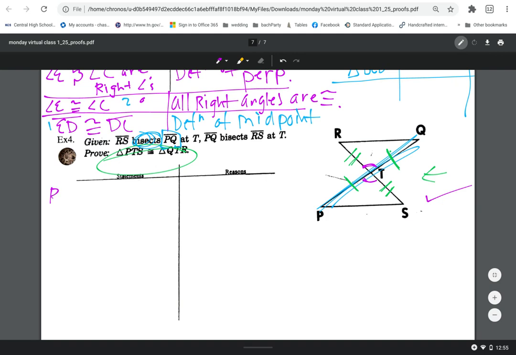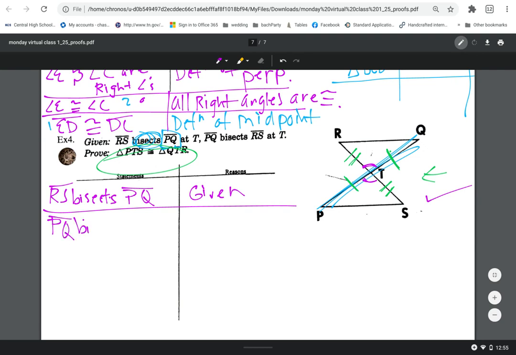All right, so let's write down our givens. RS bisects PQ. I'm going to write just that part because I can't fit that much more. Okay, why? Given. PQ bisects RS. Given.